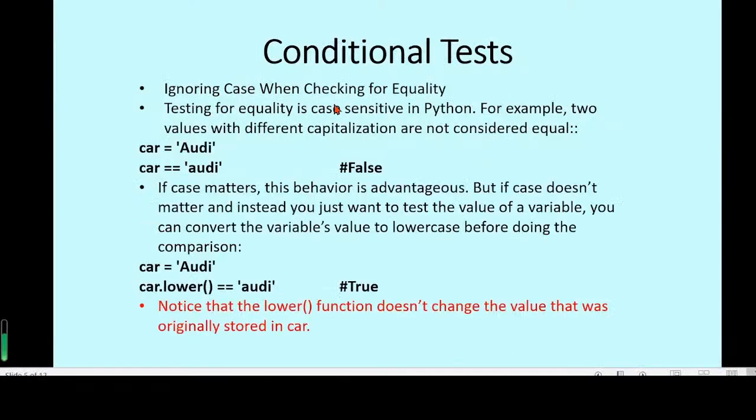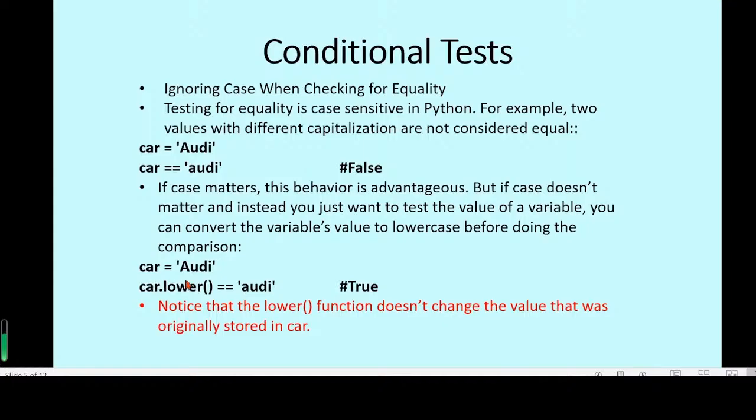And ignoring case when checking for equality. The testing for equality is case sensitive in Python. For example, two values with different capitalization are not considered equal. If the car is Audi in title form, but we check whether car's value is lowercase audi, we'll get a false. So if case matters, this behavior is advantageous. But if case doesn't matter and instead you just want to test the value of a variable, you can convert the variable's value to lowercase before doing the comparison.